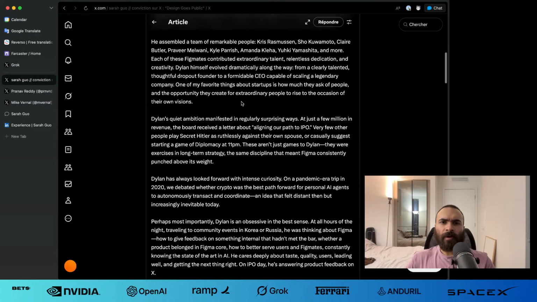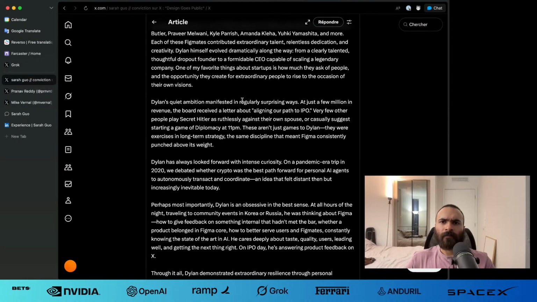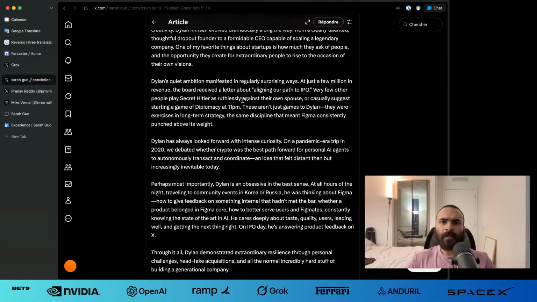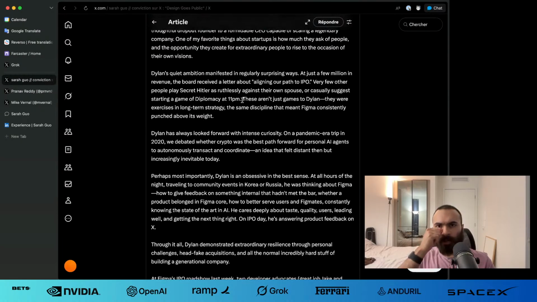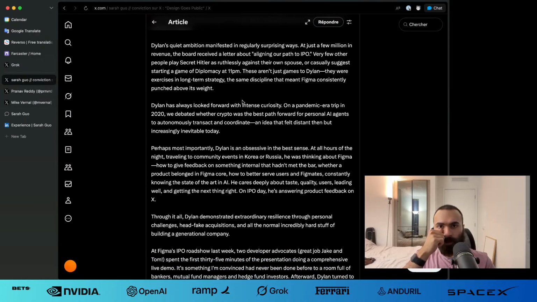He assembled a team of remarkable people: Chris, Sho, Claire, Pravir, Kyle, Amanda, Yuki, and more. Each of these Figmates contributed extraordinary talent, relentless dedication, and creativity. Dylan himself evolved dramatically along the way, from a clearly talented, thoughtful dropout founder to a formidable CEO, capable of scaling a legendary company. One of my favorite things about startups is how much they ask of people and the opportunity they create for extraordinary people to rise to the occasion of their own visions. Dylan's quiet ambition manifested in regularly surprising ways.